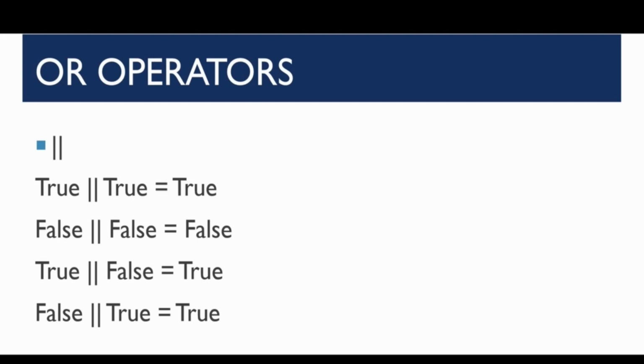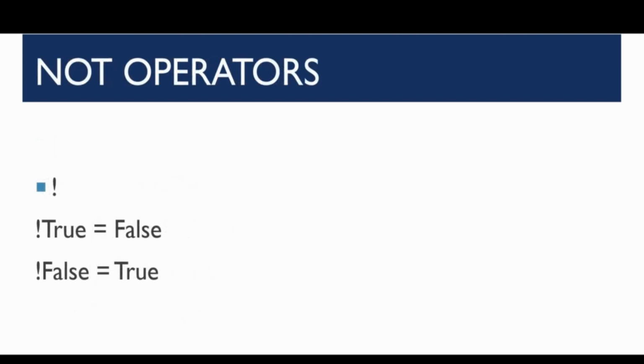Now if one value is true and the other one is false, as said earlier, any one of the answers being true is enough to get an output of true. Only one answer needs to be true, and it would still print true as an output. So true or false gives you an answer of true, and the fourth one is the vice versa of the third one.